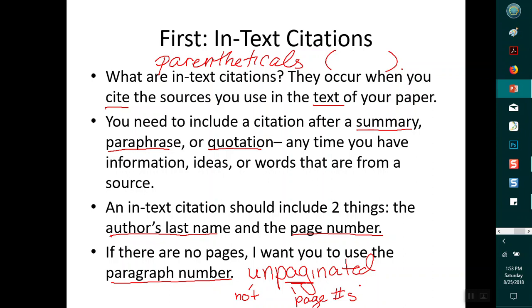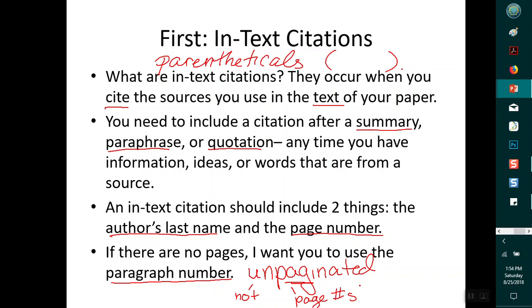Now, a lot of people won't have you do this. If you don't have pages, they'll just have you use the author's last name. The reason that I want you to do the paragraph numbers is for two reasons. First, what we're doing is MLA citation. MLA stands for Modern Language Association, but there are other citation formats that do require you to have paragraph numbers. So just in case you use some of those other ones, I want you to kind of get used to it.